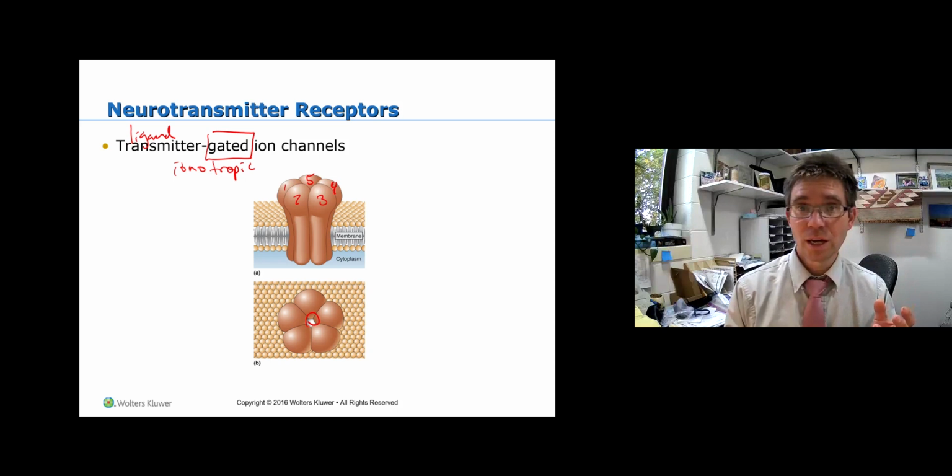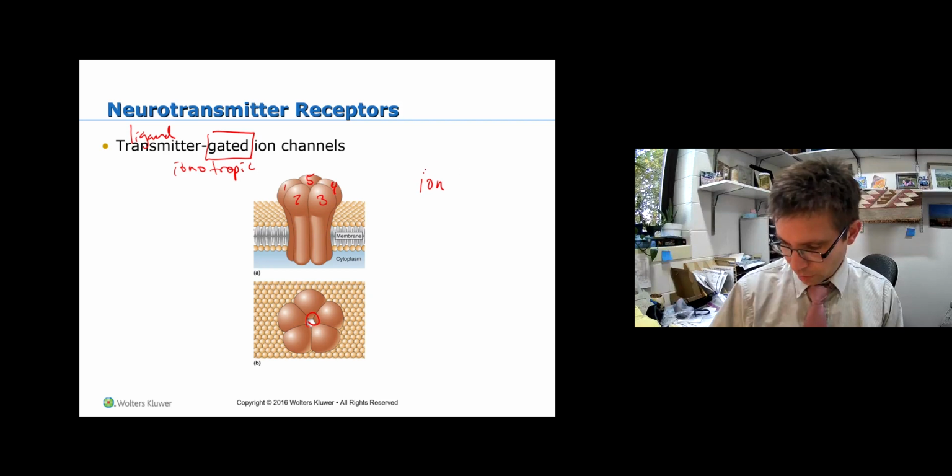This is where the word ionotropic comes from. Tropic just means that they allow change, and in the case of ionotropic, the change we see is in ion flow. So what they're going to do is let ions travel through them when they open, and not when they're closed. And so these will be permeable to ions.